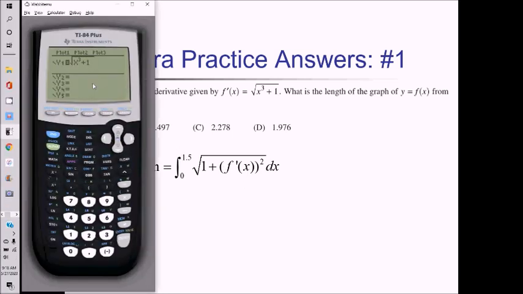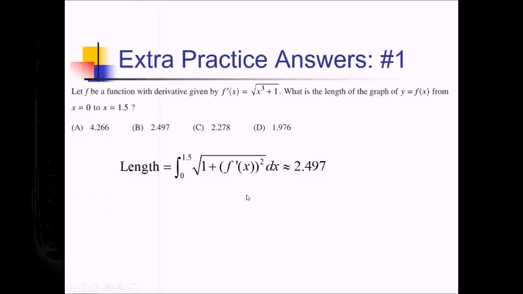To make this a little bit easier to enter and reduce my chances of errors, I'm going to enter my f prime as y1. Then I'm going to do Math 9 for integral, going from 0 to 1.5. I've got the square root of 1 plus the derivative squared. So that's going to be alpha trace y1, because that's where I stored f prime. Square that and put a dx there. Press enter, and we get about 2.497, which is going to match answer choice B.